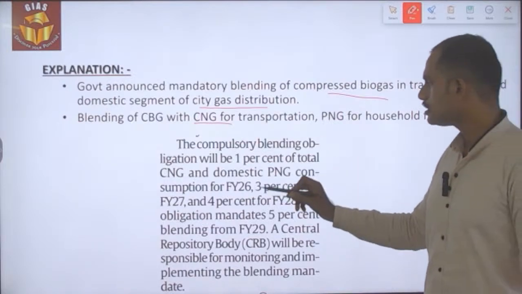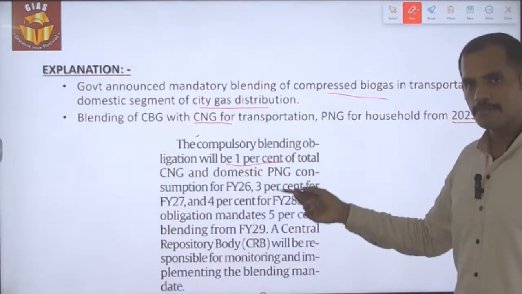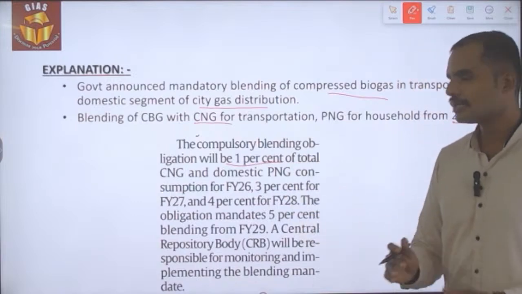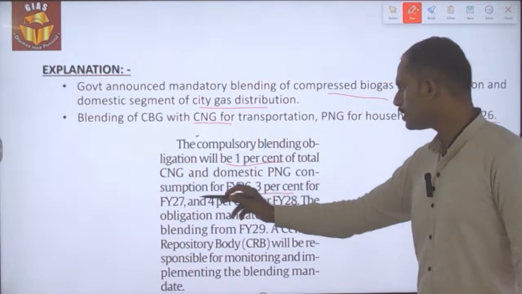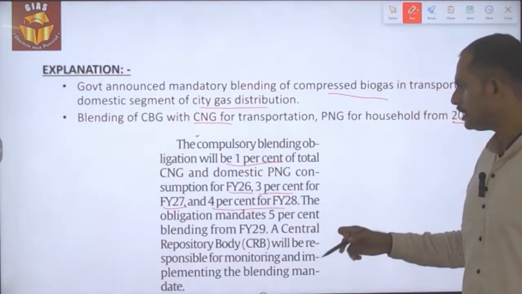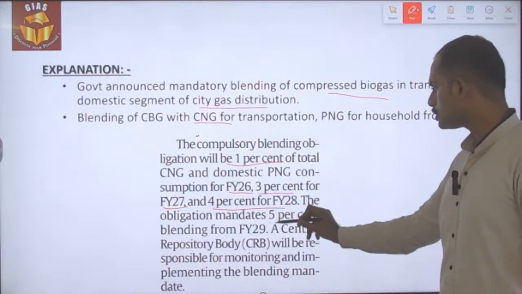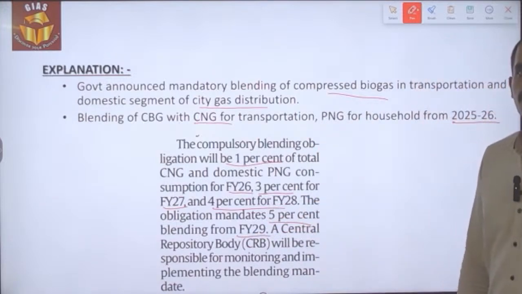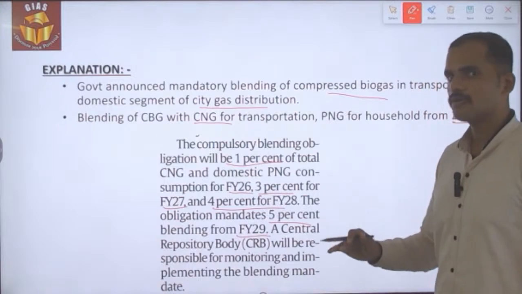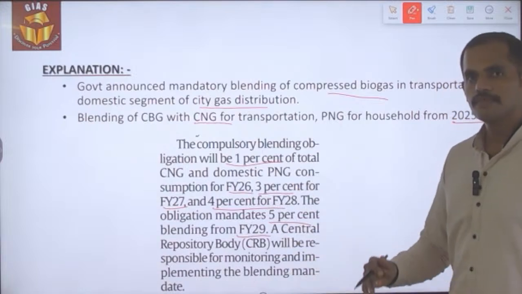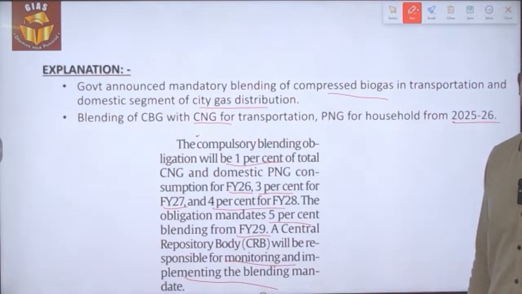What they have said is that 1% of the total compressed natural gas and domestic piped natural gas will be blended during financial year 26, and it will be increased to 3% by 27 and then 4% by 28. The roadmap also mandates 5% blending by financial year 29. This is what the roadmap is about, and a central repository body will be responsible for monitoring as well as implementation of this blending activity.